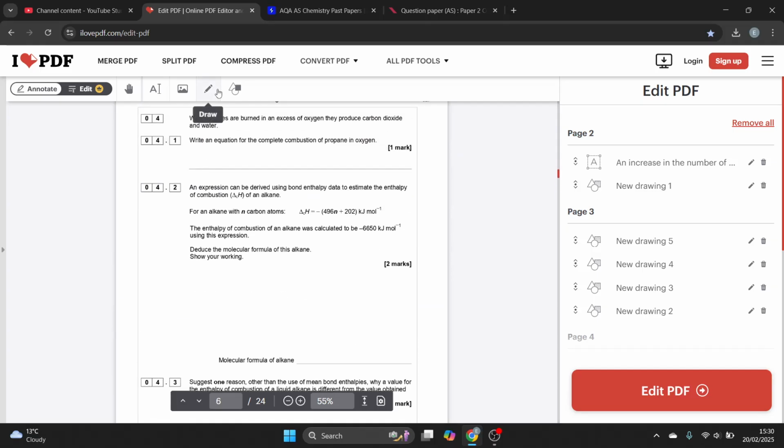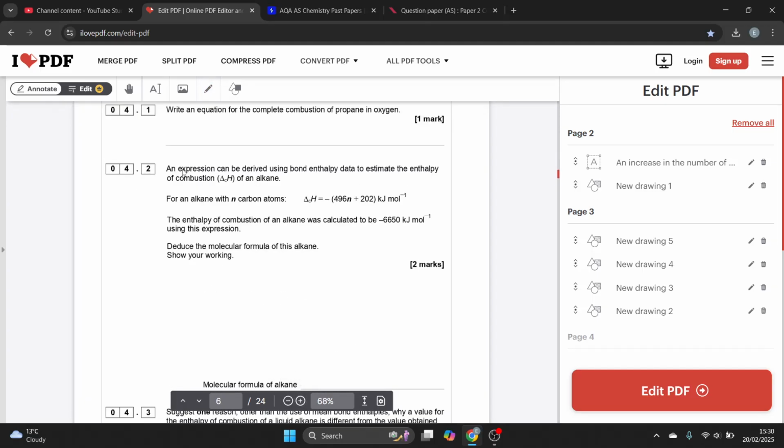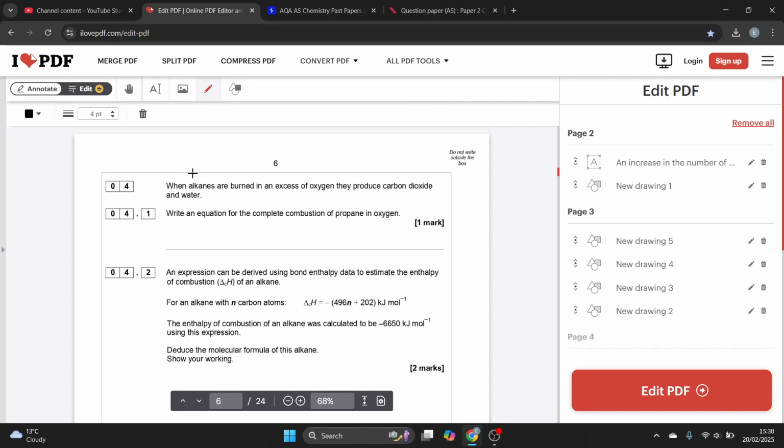Question 4, an equation for the complete combustion of propane. Methane, ethane, propane, C3H8. I'm adding oxygen, and I know because it's complete combustion, my products are going to be purely carbon dioxide and water. 3 carbons there, 3 carbons here, 8 hydrogens there, I need a 4 here. How many oxygens? 6 plus 4, 10, so I need a 5 here.